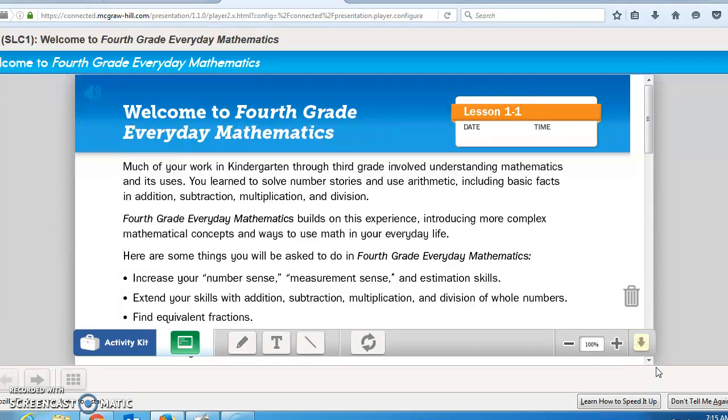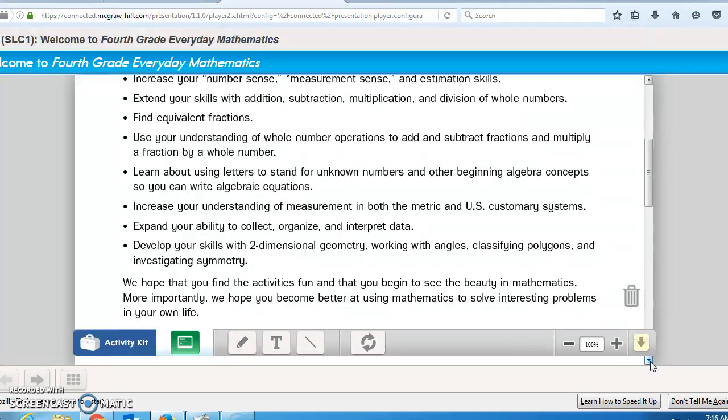Much of your work in kindergarten through 3rd grade involved understanding mathematics and its uses. You learned to solve number stories and use arithmetic, including basic facts in addition, subtraction, multiplication, and division. 4th grade Everyday Mathematics builds on this experience, introducing more complex mathematical concepts and ways to use math in your everyday life. Here are some things you'll be asked to do in 4th grade Everyday Mathematics.